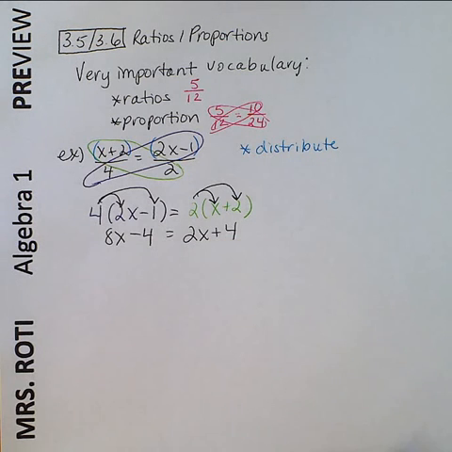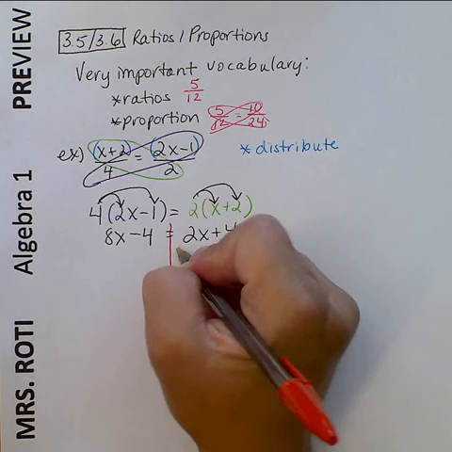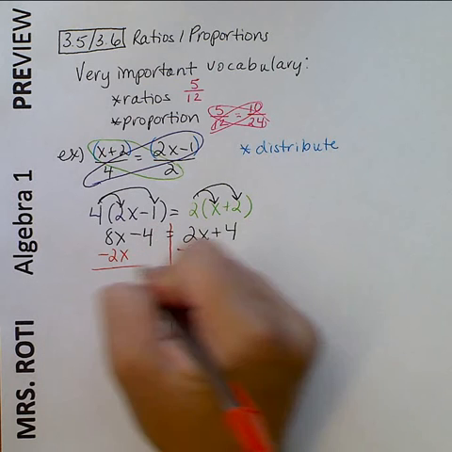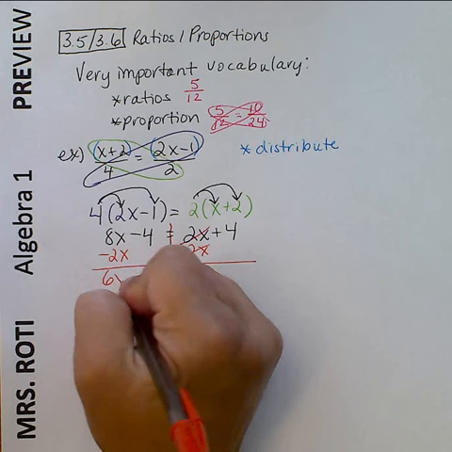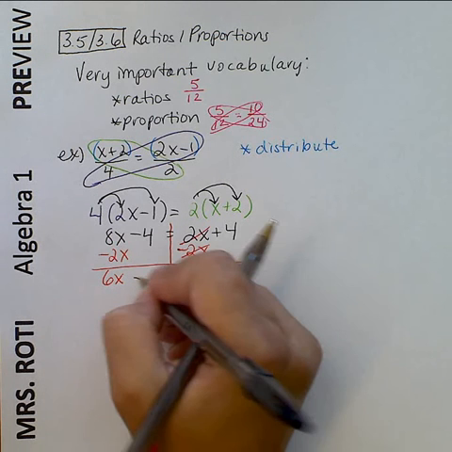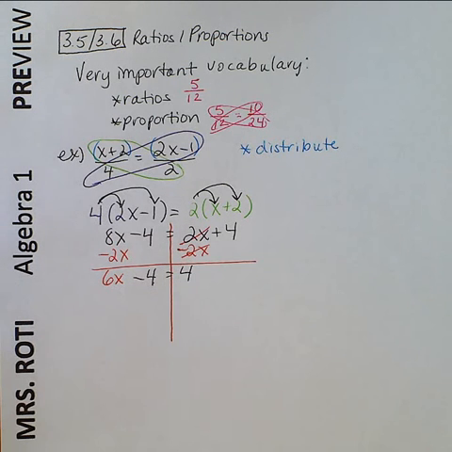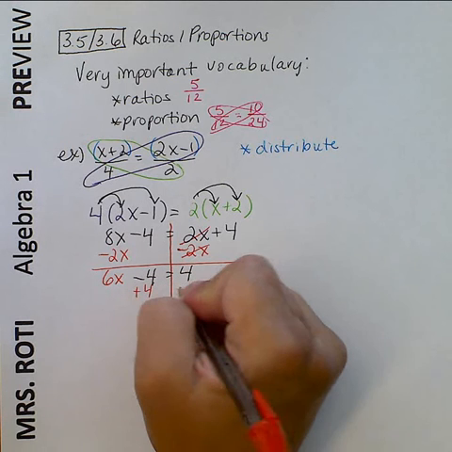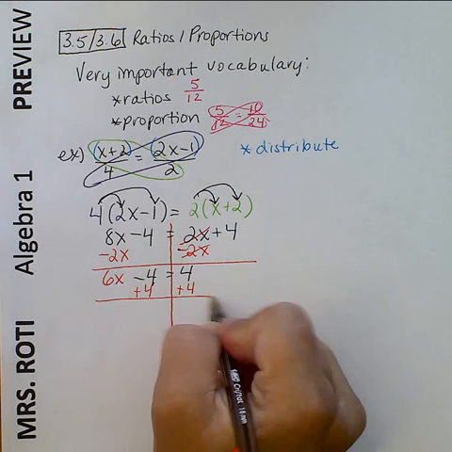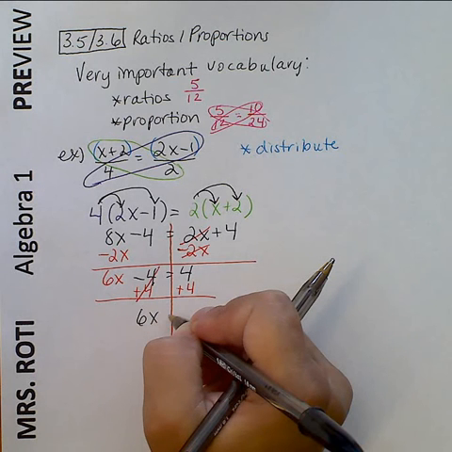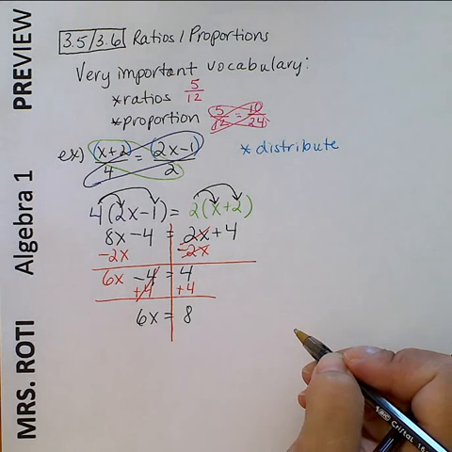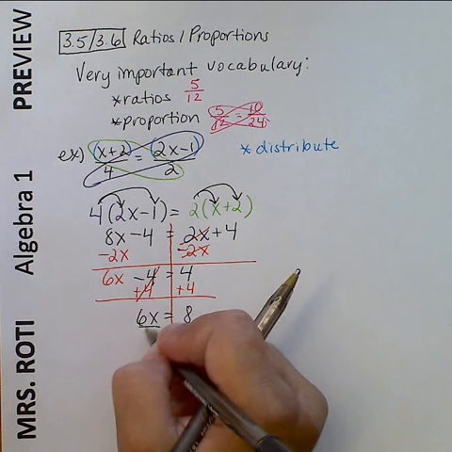From our previous section, draw the line down the middle, look for like terms, and use your inverses. We want letters on one side and numbers on the other. This leaves us with 6x minus 4 equals 4. And adding 4 to both sides gives us 6x equals 8. Since I see times by 6, I'm going to divide by 6.